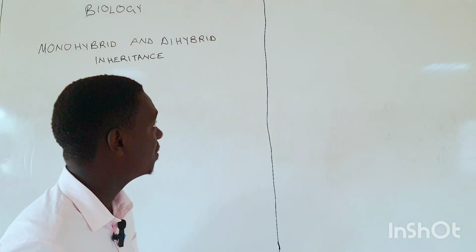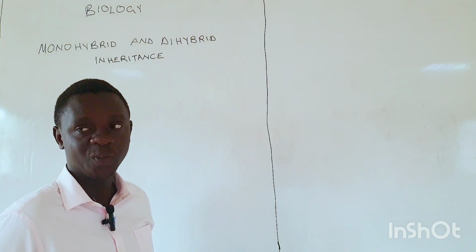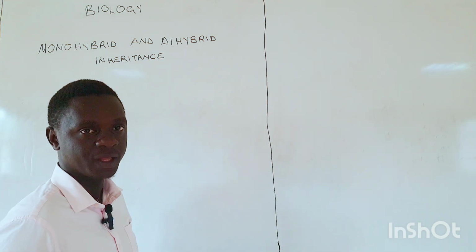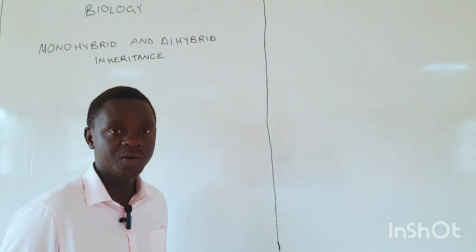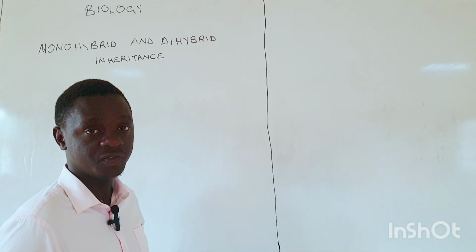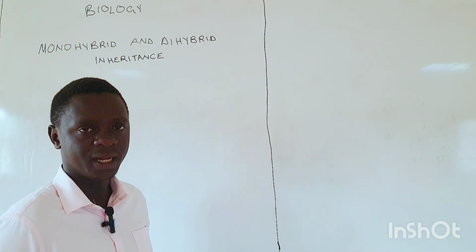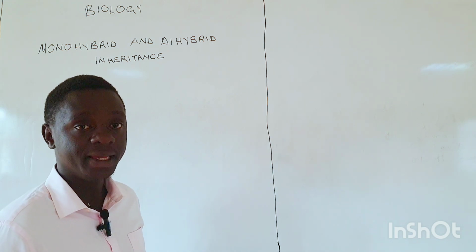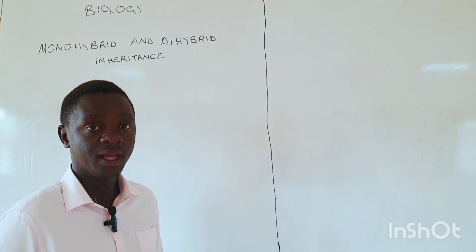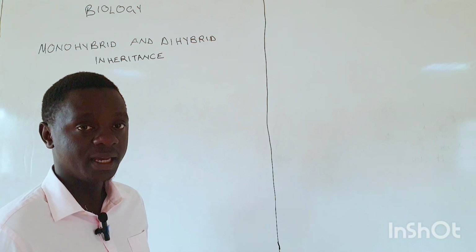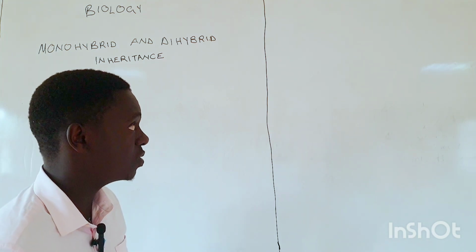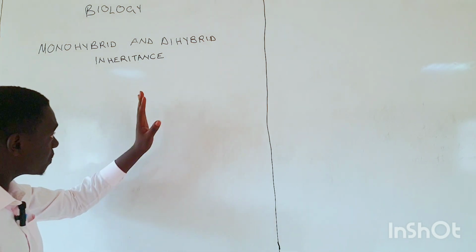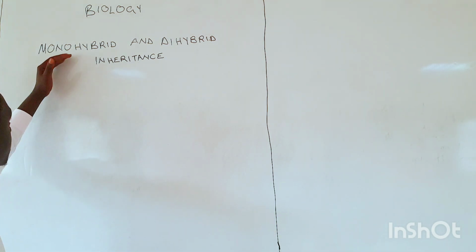Today, we are going to handle biology, and the topic is monohybrid and dihybrid inheritance. In the previous video, we saw about the genes and how the gene transfers characteristics in an organism. Today, we are going to see the pattern under which traits are transferred from the parent to their offspring. And this occurs mainly in two forms. One we call monohybrid and the other dihybrid inheritance. Now, let us begin with monohybrid.